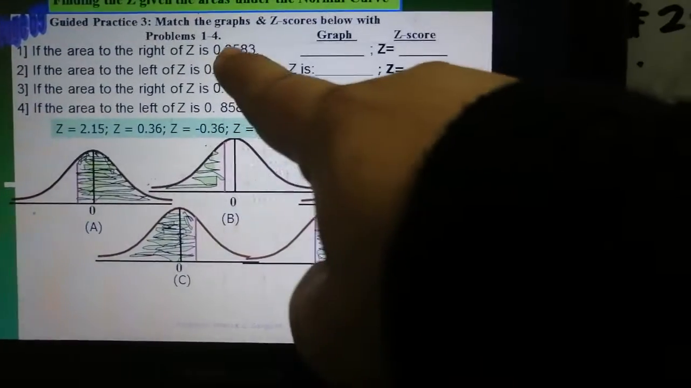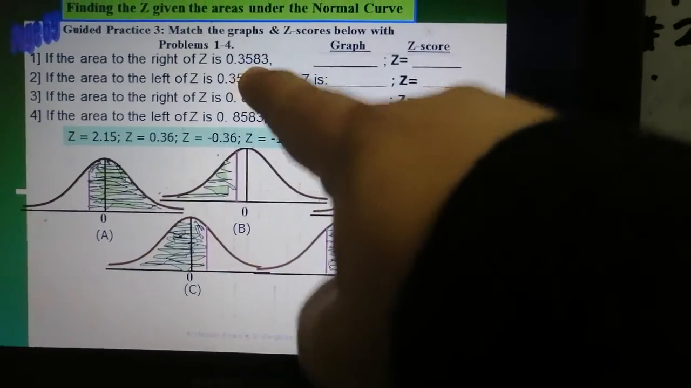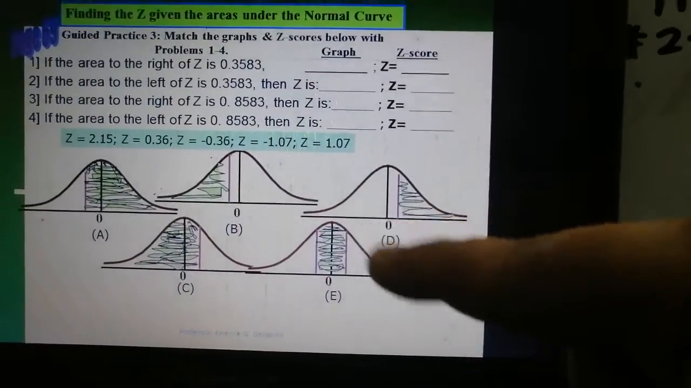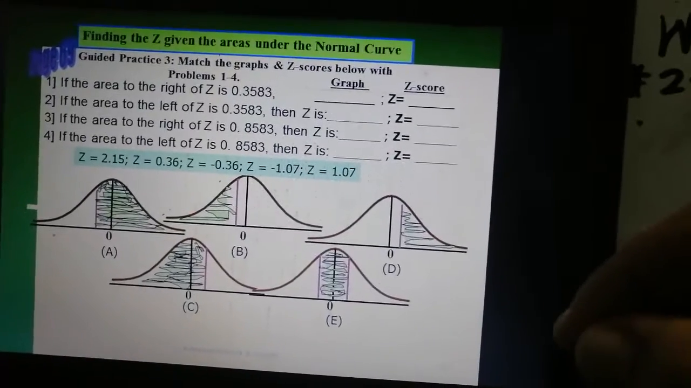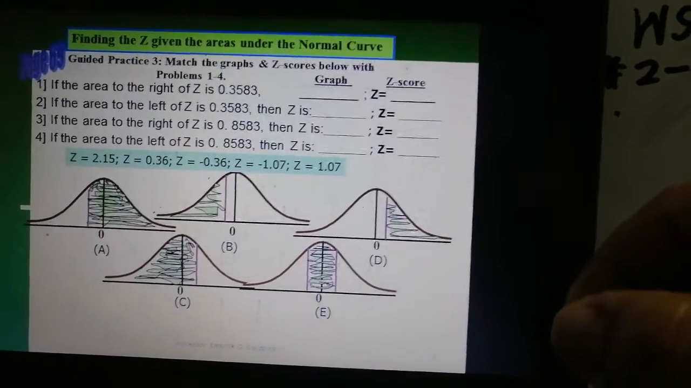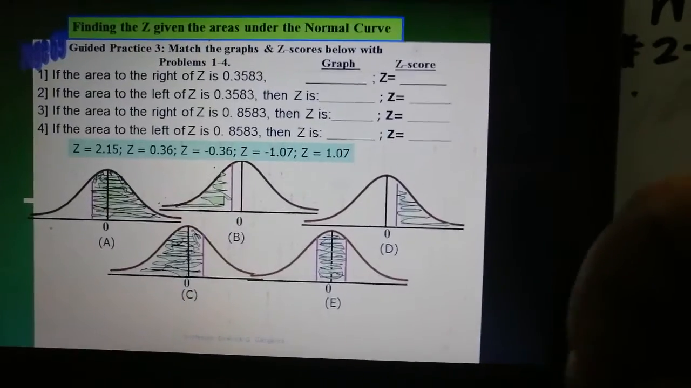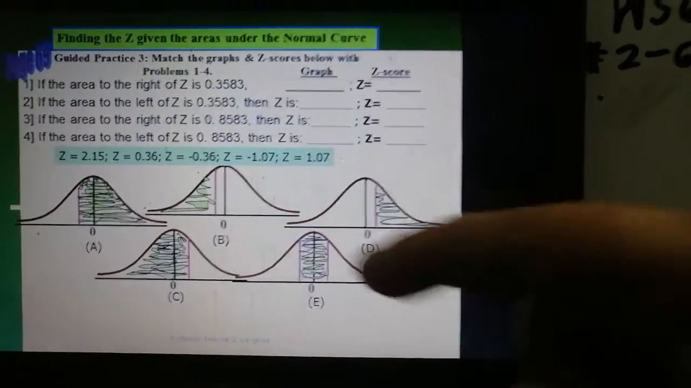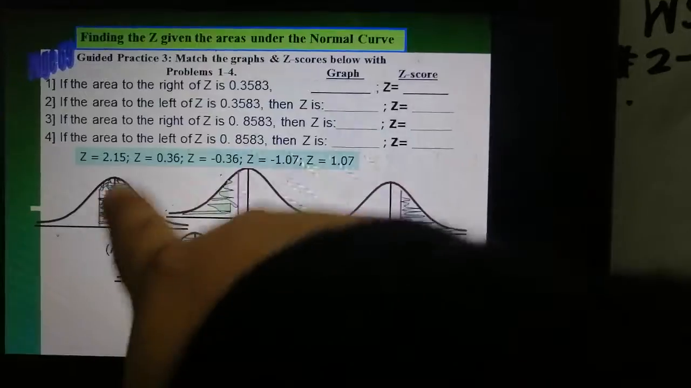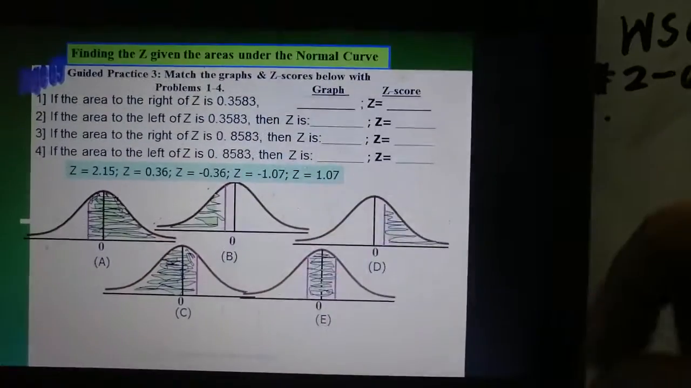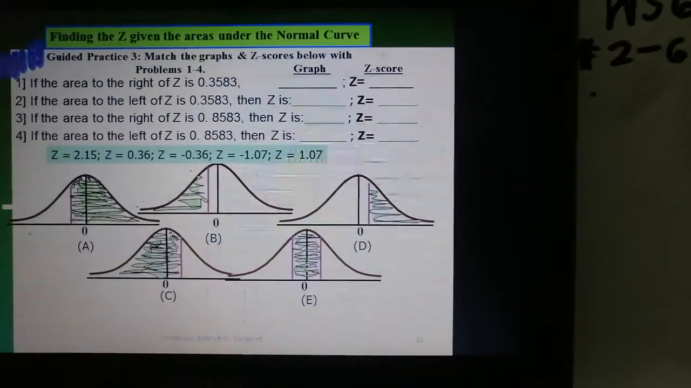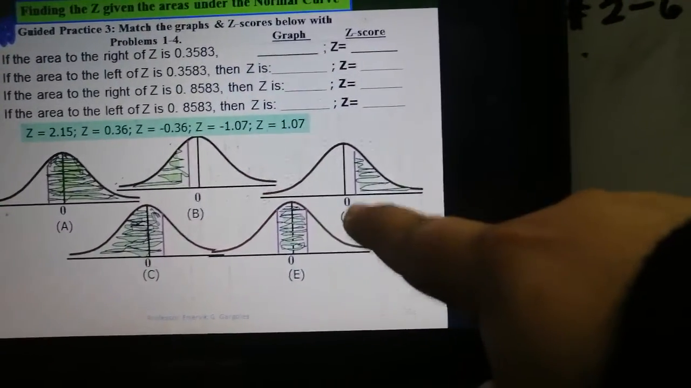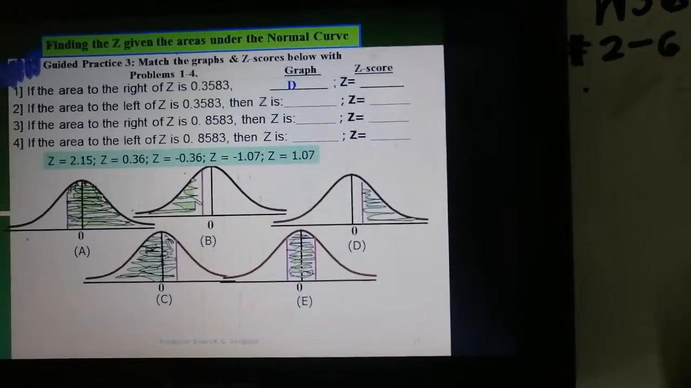The next thing that you have to consider is to look at the area, 0.3583. So which between the two will satisfy that? Question, point of reflection: is 0.3583 more than half of the distribution? No, because half of the distribution has an area of 0.5. So, A does not satisfy the conditions in number 1. Right? Because obviously, the shaded area is more than 0.5. So, the most appropriate graph is D. Did you get that?